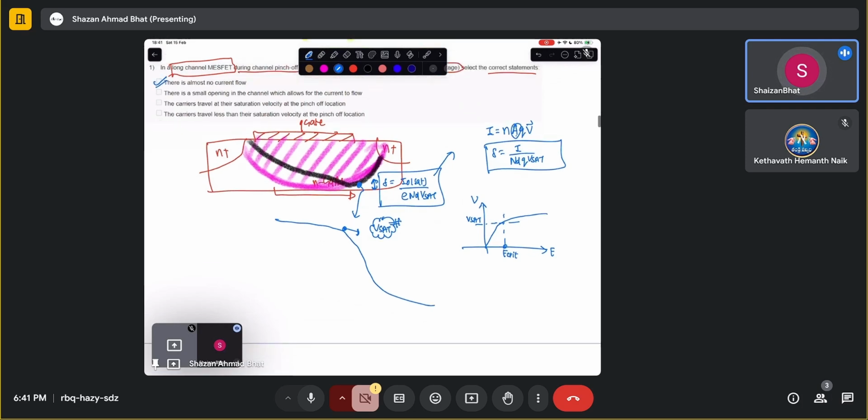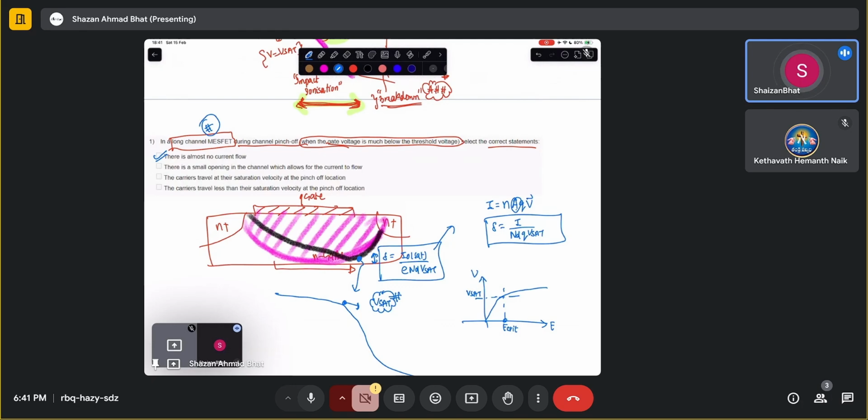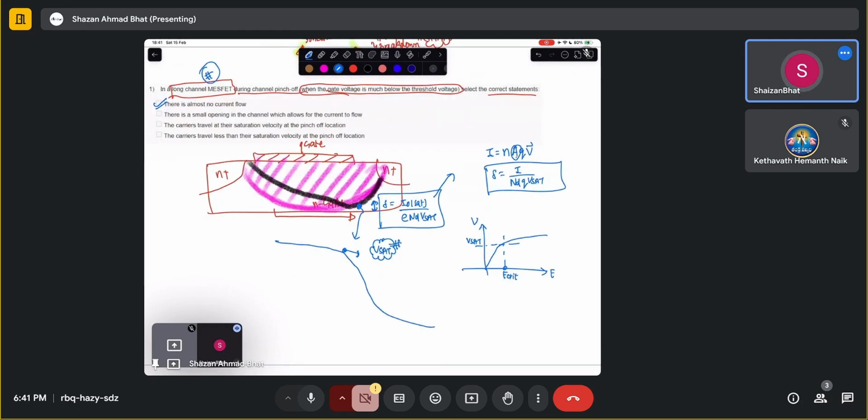So there will be almost no current flow because we are talking about a long channel MOSFET. If this would have been a short channel MOSFET during the pinch off, then we would have considered some current to flow, at least some current. The current flow will not be completely gone.